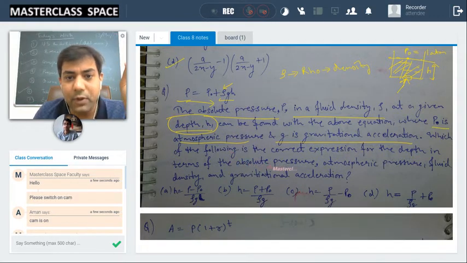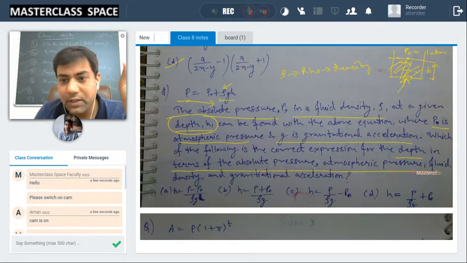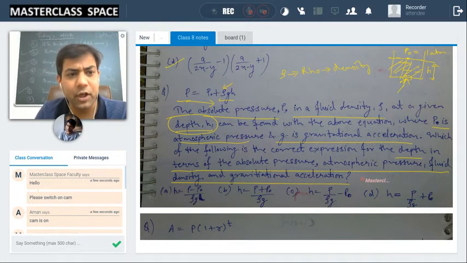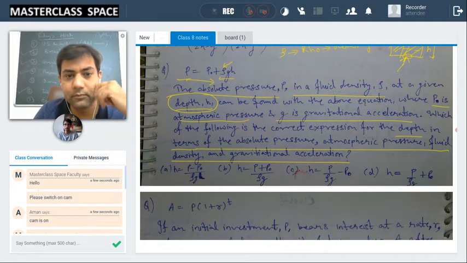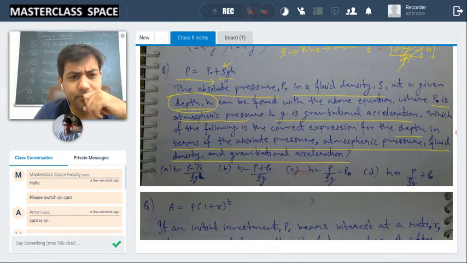Depth in terms of absolute pressure, you have to find out depth in terms of absolute pressure, atmospheric pressure, fluid density, and gravitational acceleration. Quite easy. Come on, let's do it. I solved it. Is it just rearranging the equation, right? So I got A, I believe. A? Yeah, very easy.